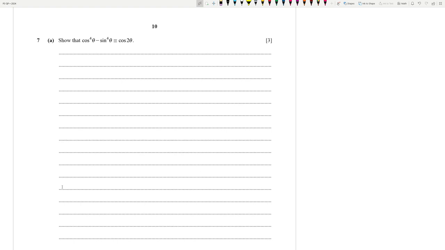Okay, so show that cos to the power 4 theta minus sine to the power 4 theta is equal to cos twice theta. Let's do this. This can be written as cos square theta whole square minus sine square theta whole square. So that's a square minus b square, which is a plus b, a minus b.